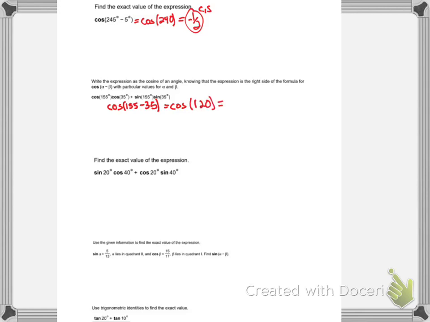Once again, you're looking on your unit circle. You see there, it is going to be a negative 1/2.